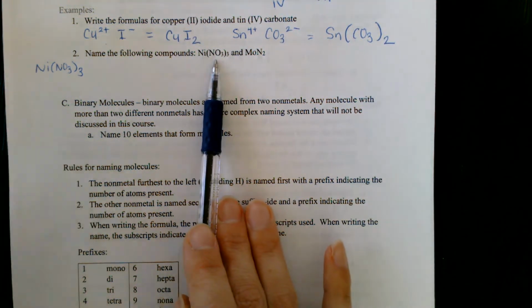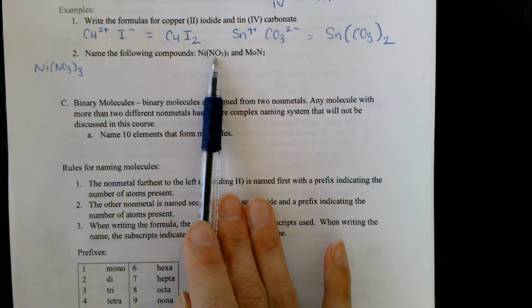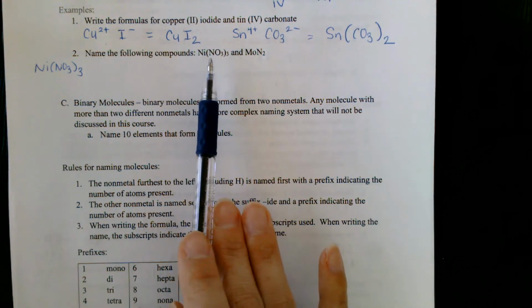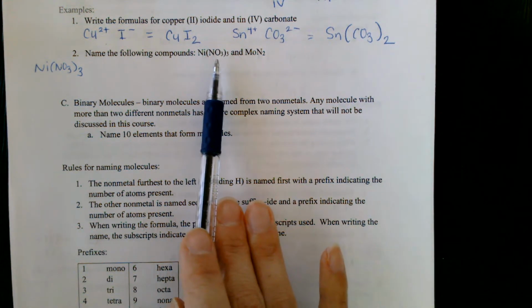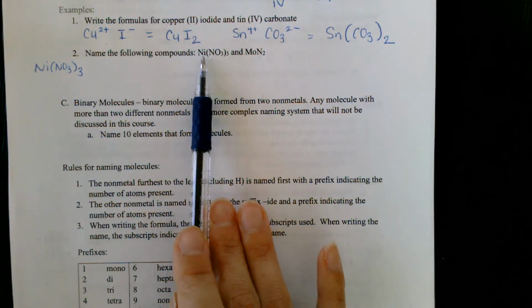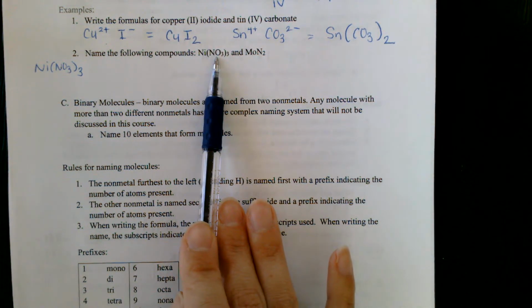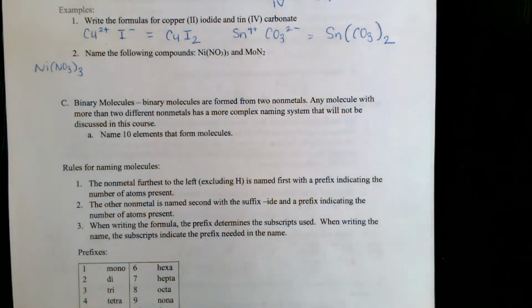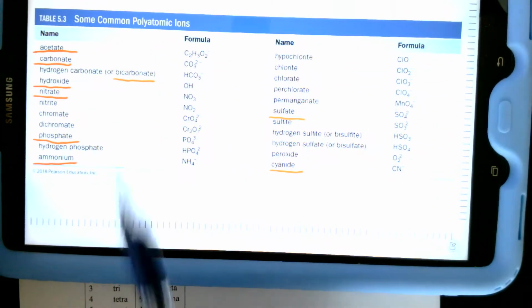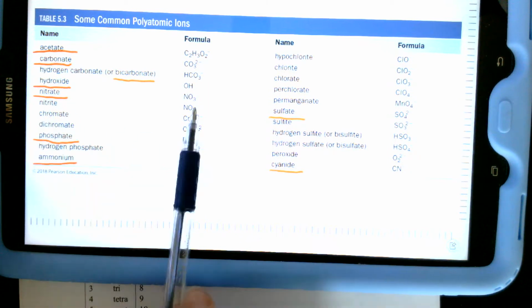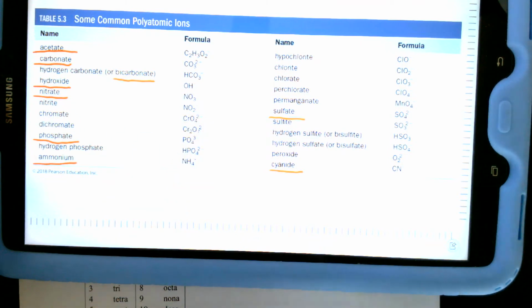And second, we always know the charge of the anion. There weren't any type 2 anions. It was all cations that had charges that could change. But all of our anions always have the same charge. So we're going to look up our nitrate. We're going to pull our chart out here. So nitrate is NO3 minus.